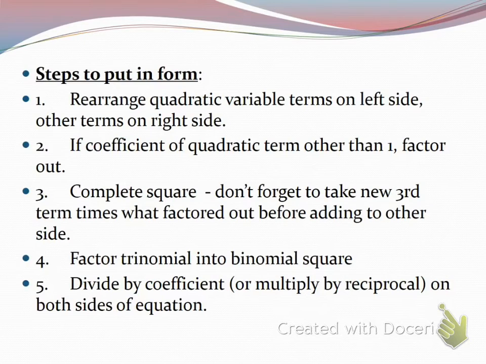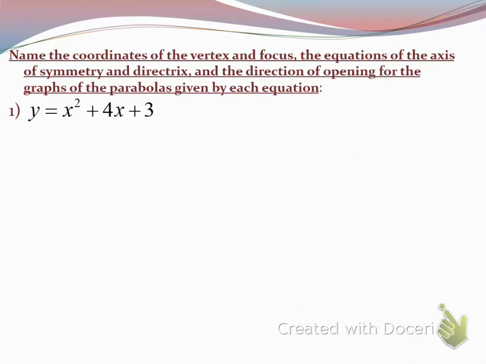All right, so I have the steps here of how to do it. Let's look at this one. y equals x squared plus 4x plus 3. Let's complete the square, we were pretty good at that, right? So what do I need to do first? I need to do what with that 3, guys? I need to move it where? To the other side. So let's subtract 3.